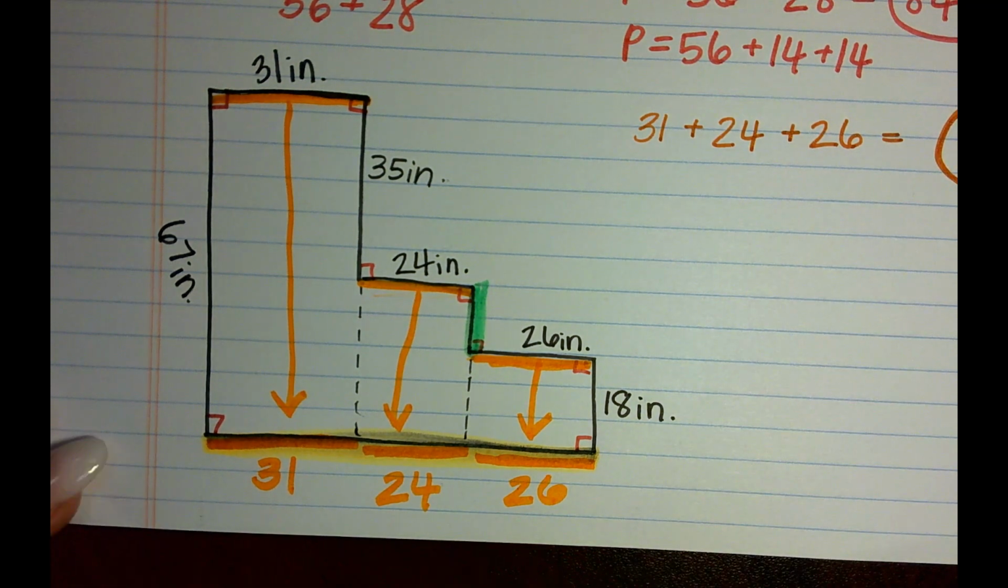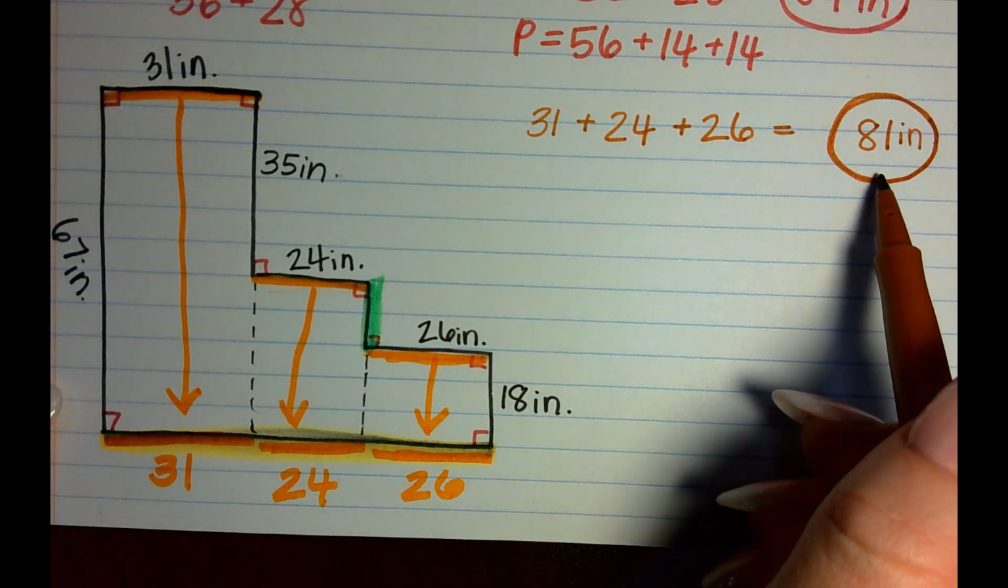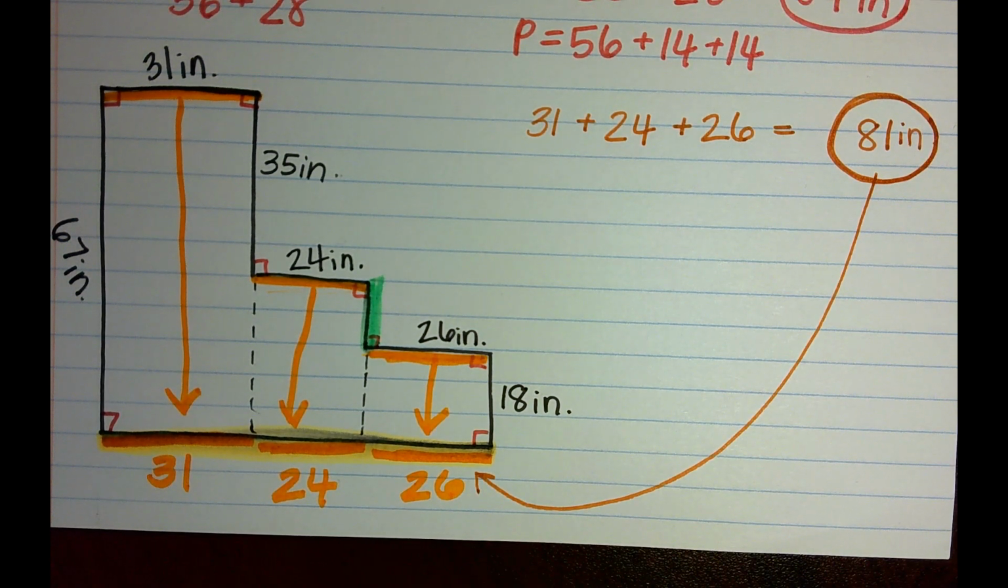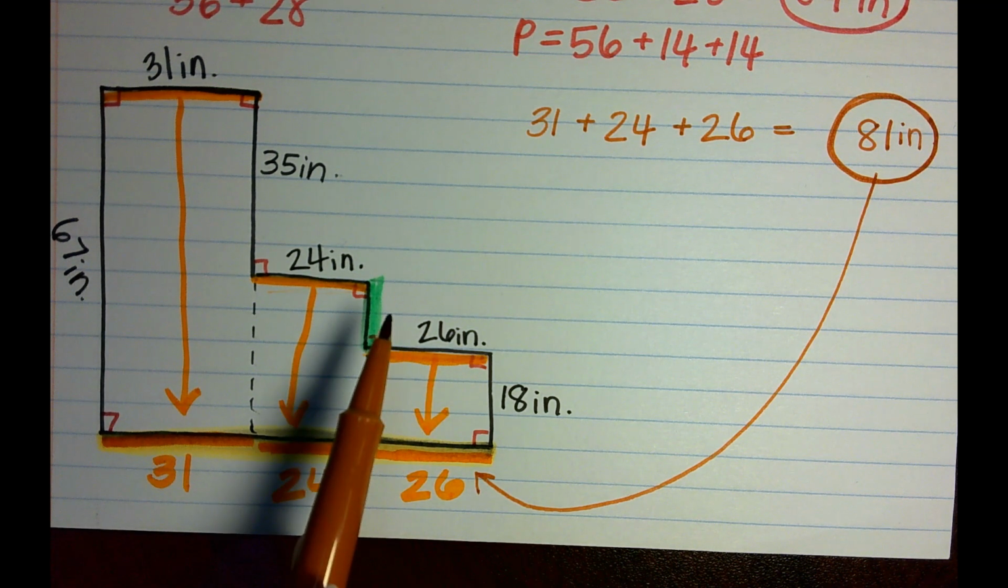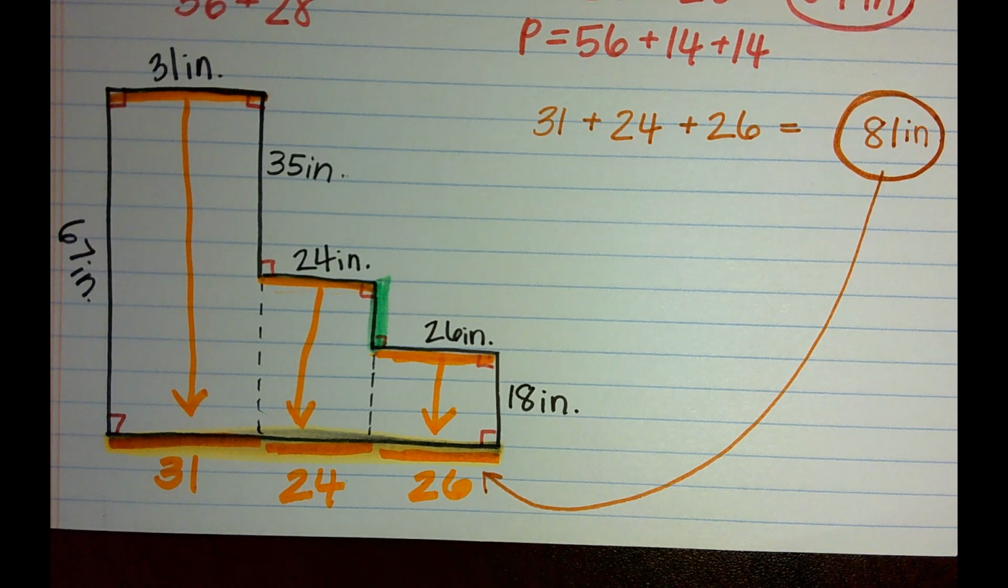Is that our perimeter? No, that's just the one side length. We just found the side length of this bottom piece. Now we need to find this missing green side. Michael, did you have mine?